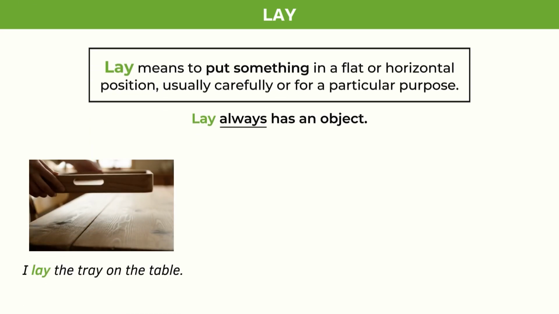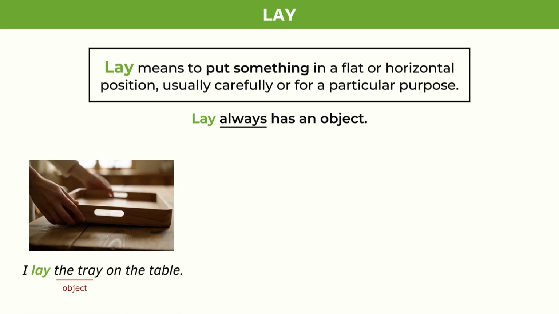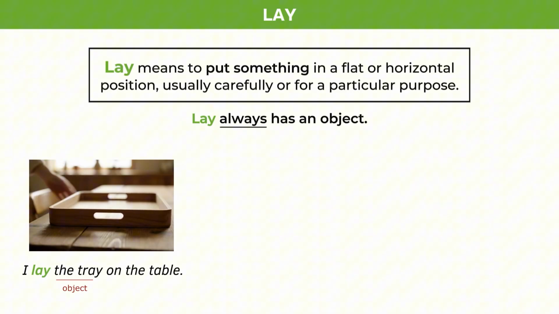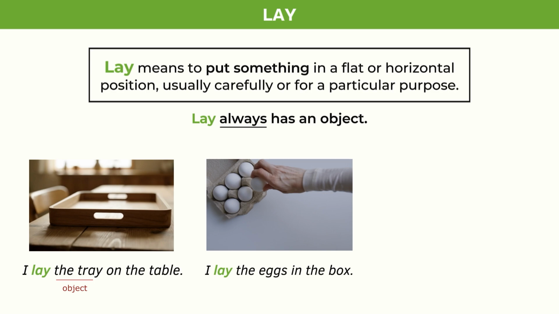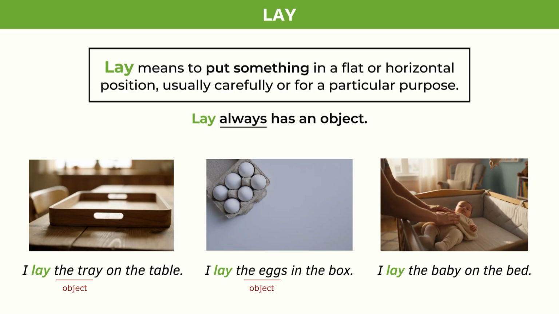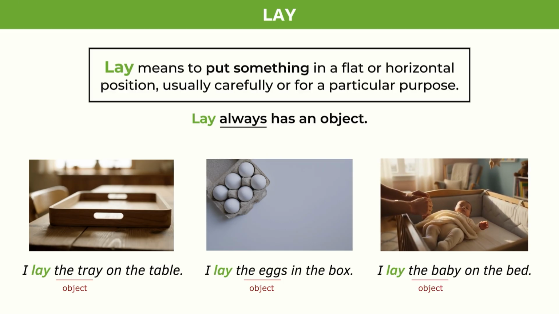I lay the tray on the table. The tray is flat and stable on a flat table. I lay the eggs in the box. They are fragile, so the action is careful. I lay the baby on the bed. There is an object, the baby, and a clear purpose, to place it carefully.